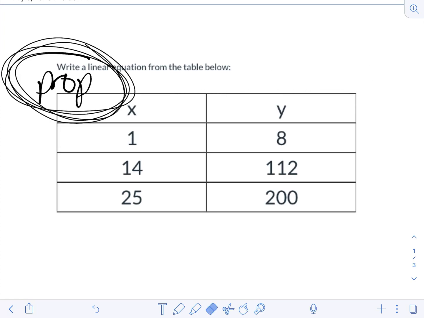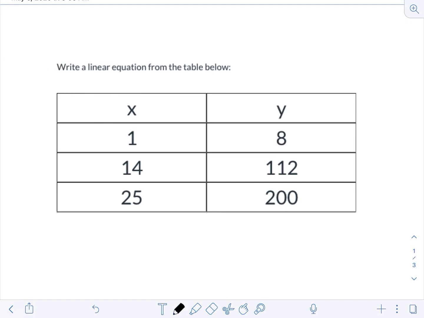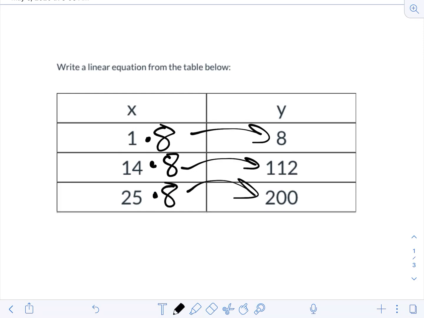So, the way you can tell if a linear equation is proportional is if you can just take one number, times it by your x, and get your y. And that works for all the x's. So, what times 1 gives you 8? Well, that would be 8. And 14 times 8 actually gives you 112. And 25 times 8 gives you 200.